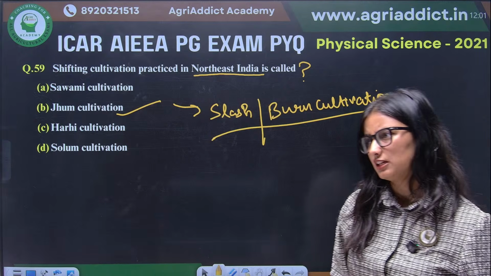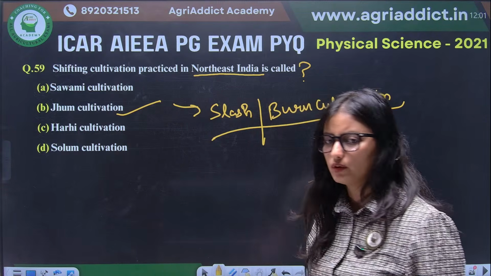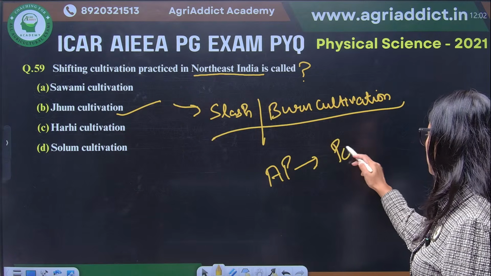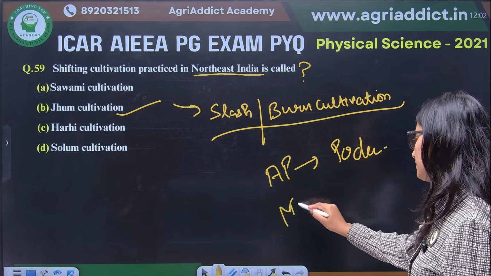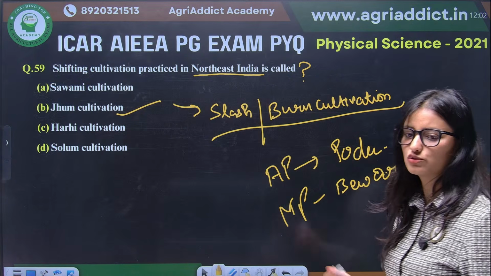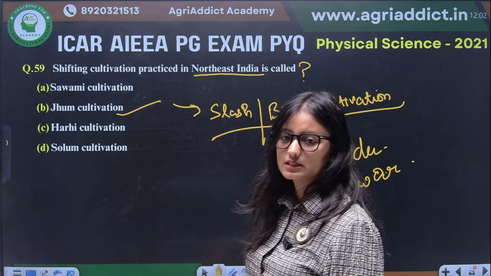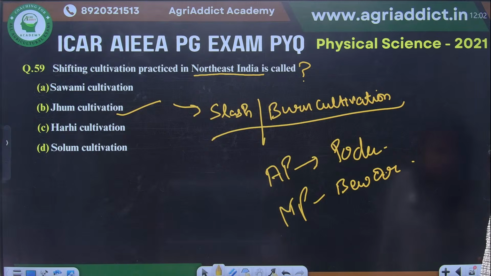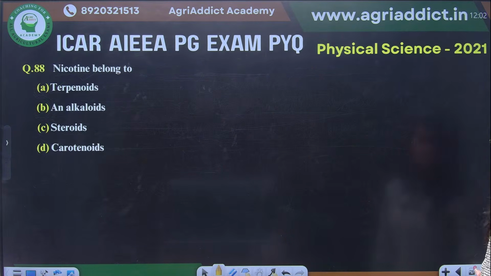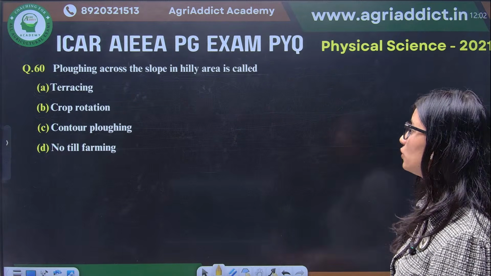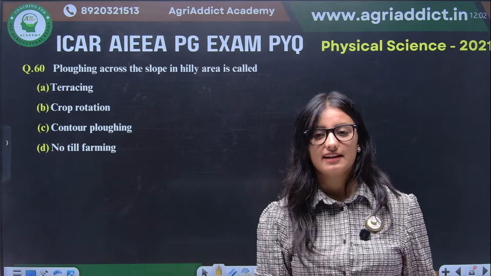Okay, and in other places it is known with different names, like in Andhra Pradesh we call it Podu, in Madhya Pradesh we call it Bewar. These are the other names of this jhum cultivation. It is practiced under different names, but this slash and burn or jhum cultivation is majorly called so in Northeast India. Is it clear?